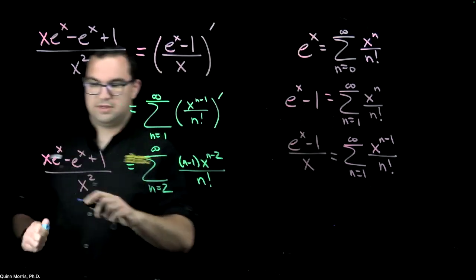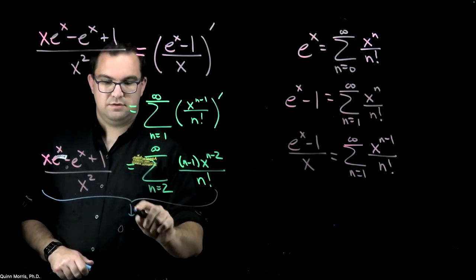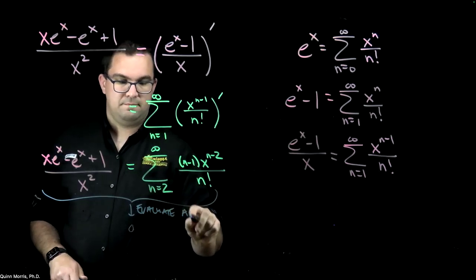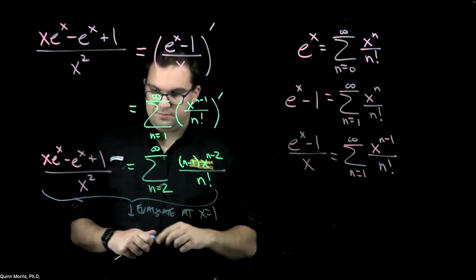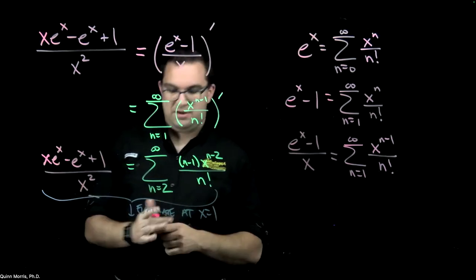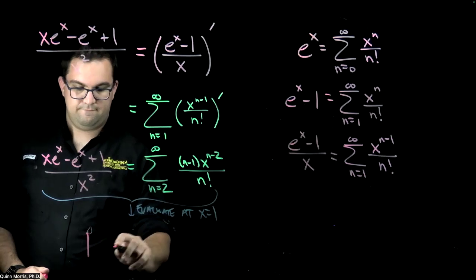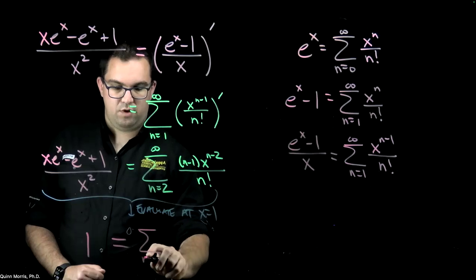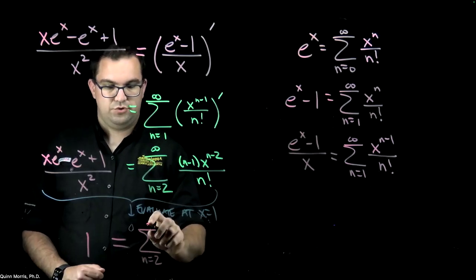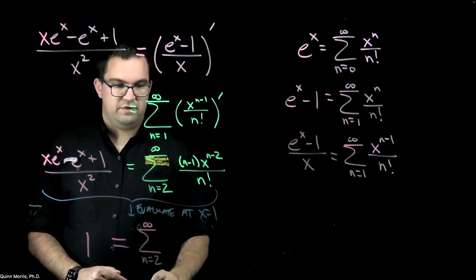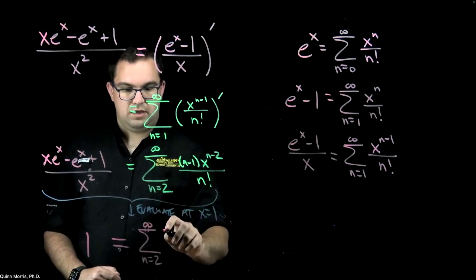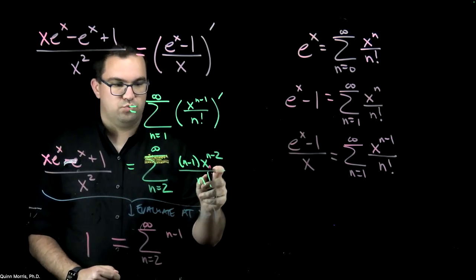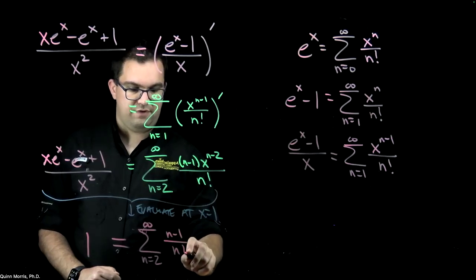So now what I'm going to do is take both sides of this and evaluate at x equal to 1. So over here, as we already discussed, if I evaluate this at x equal to 1, I get 1. If I evaluate this at x equal to 1, I'll get the sum from n equals 2 to infinity of n minus 1 times 1 to the, well, 1 to any power is just 1, over n factorial.